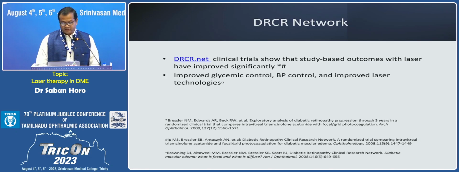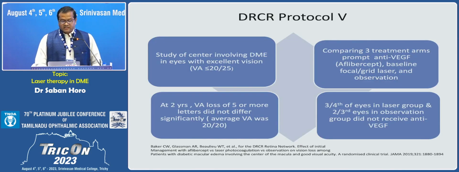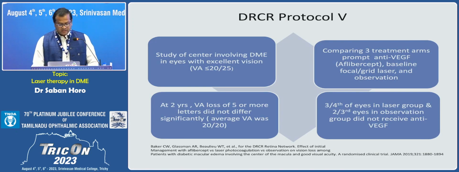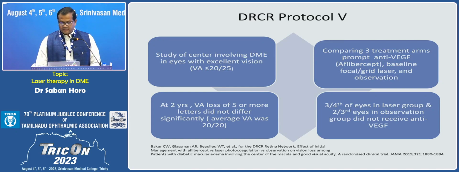This is with improvement in glycemic control, BP control, and also improvement in laser technologies. DRCR Protocol V studied center-involving diabetic macular edema in eyes with excellent vision. It compared 3 treatment arms: prompt anti-VEGF, that is aflibercept, baseline focal and grid laser, and observation. At 2 years, the visual acuity loss of 5 or more letters did not differ significantly, and the average visual acuity was 20/20 in all the groups.